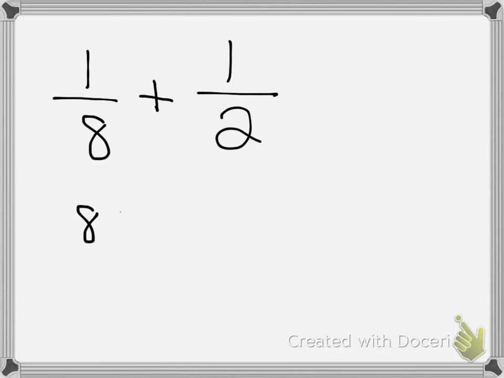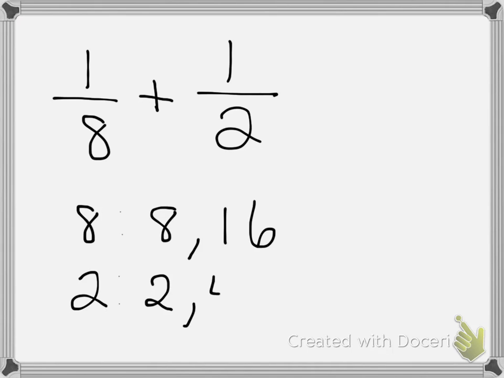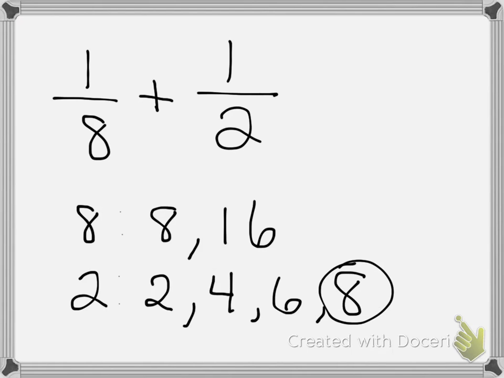So I list 8 and I list 2. And then I list the multiples of 8. 8 times 1 is 8. 8 times 2 is 16, and so on. I'm going to stop right there because I already see it. Then I list the multiples of 2. 2 times 1 is 2. 2 times 2 is 4. And then 6. And then 8. There it is. Lowest common denominator is 8.